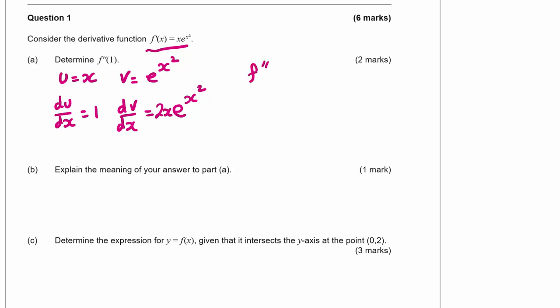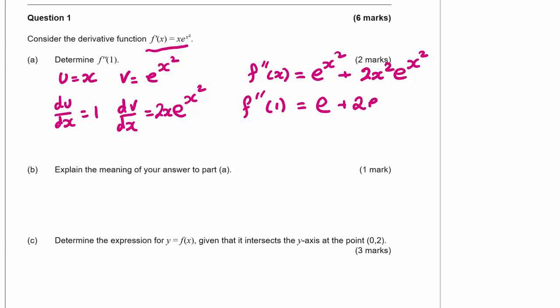And so our f''(x) is going to be v du/dx, so that's e^(x²) times 1, plus u dv/dx, so that is going to be x times 2x e^(x²), which would be 2x² e^(x²). And therefore f''(1) is going to be e^1 plus 2 times 1 squared, so that's 2 times e^1, so that's just 2e.